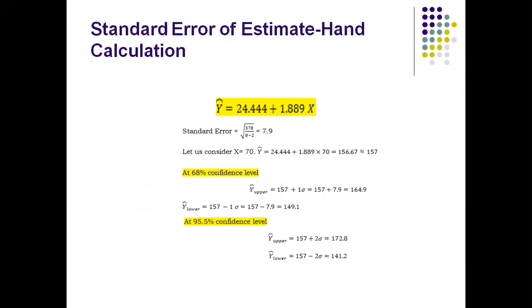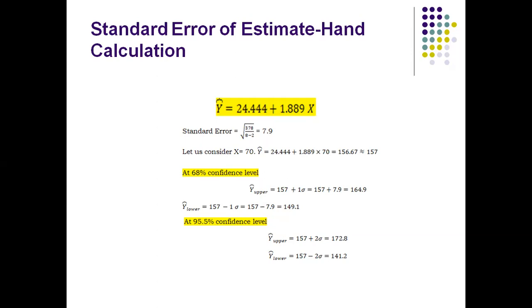In that case, what will happen? y upper is equal to the y hat value. Let us consider x is equal to 70. From this, the y hat value is 24.44 plus 1.889 multiplied by 70, and you will get 157. So 157 plus 1 sigma. 1 sigma is equal to 7.9, so 164.9. And y lower will be 157 minus 1 sigma, that is 157 minus 7.9, because the sigma value is equal to 7.9, so you will get 149.1.